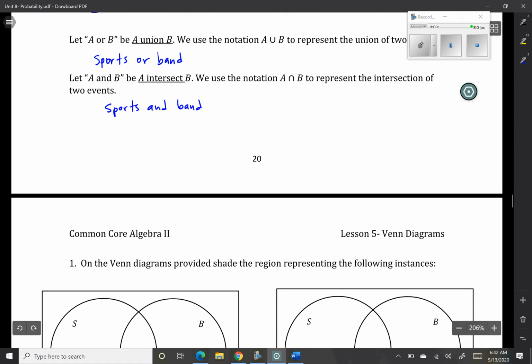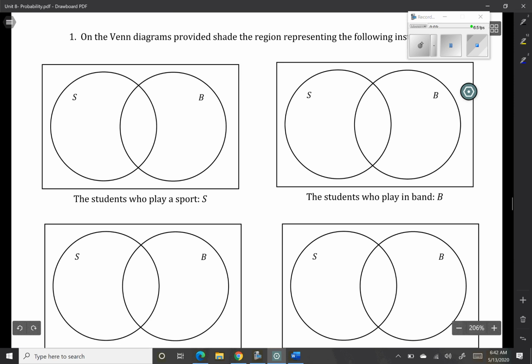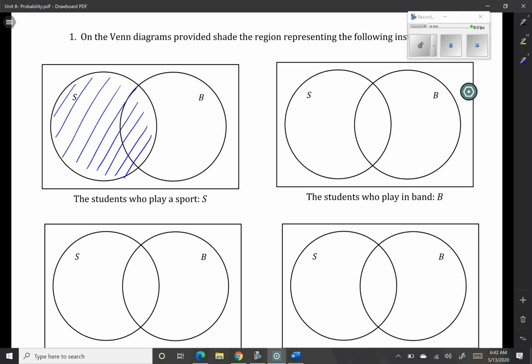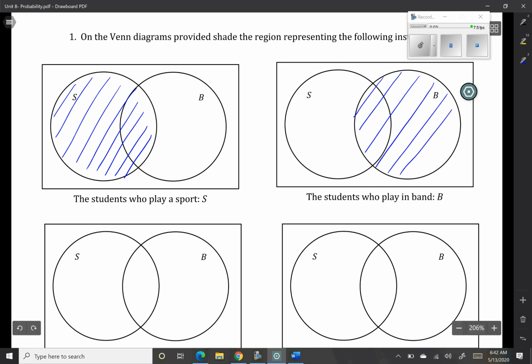All right, on the next page, I have a bunch of different Venn diagrams, and I'm asking you to shade in what's being described below the box. So it says a student who plays a sport, S. So if I shade in the S circle, we're talking about all of these students. A student that plays band, we're talking about all of these students.